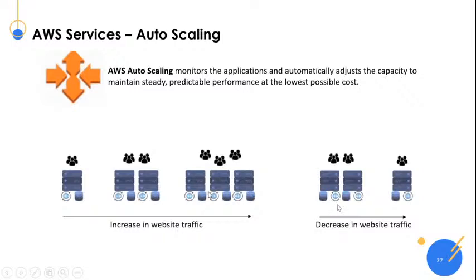And therefore we can say that the auto scaling service cannot exist alone. It will always have to work along with the AWS load balancer. They go hand in hand.